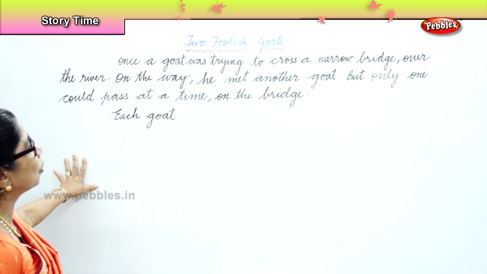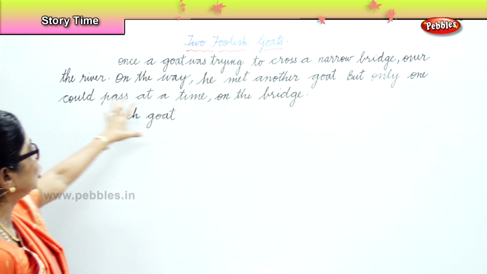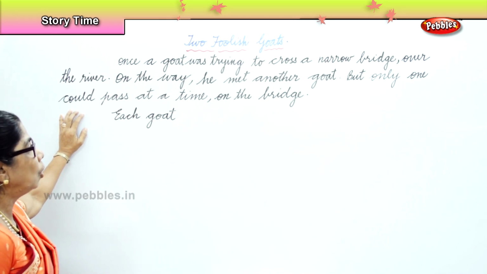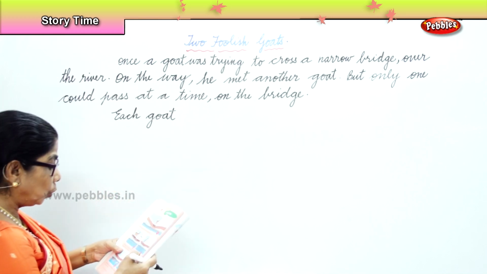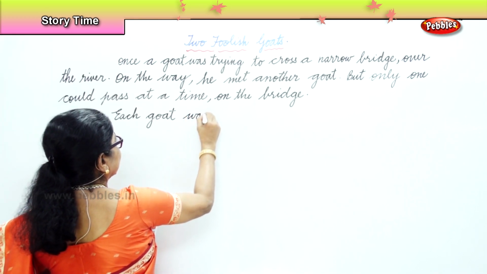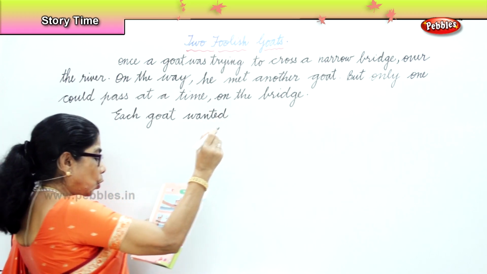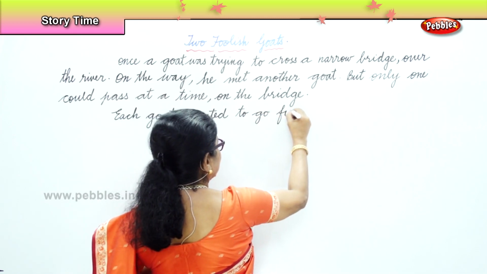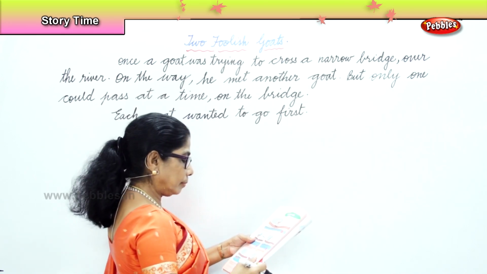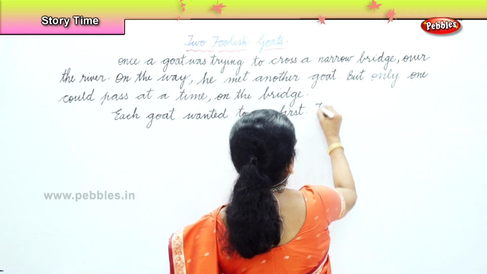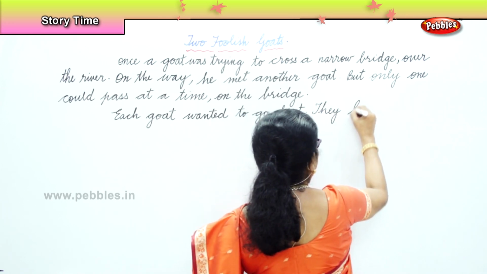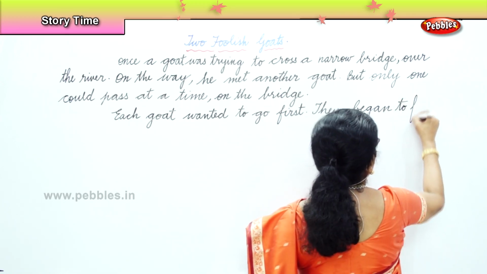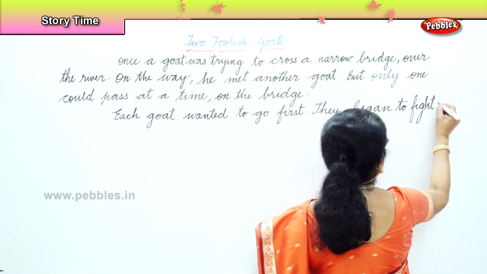Once a goat was trying to cross a narrow bridge over the river. On the way, he met another goat, but only one could pass at a time on the bridge. Each goat wanted to go first. They began to fight.